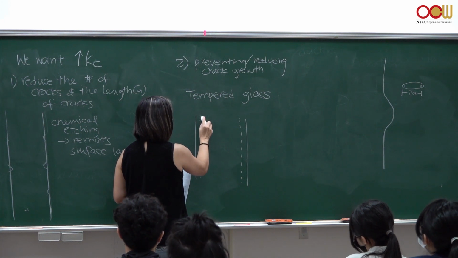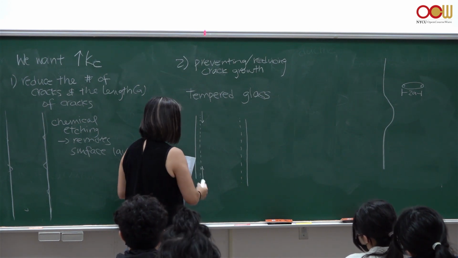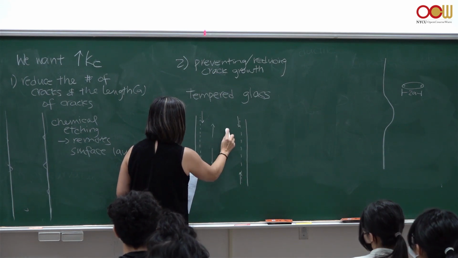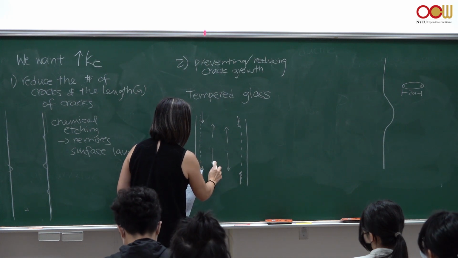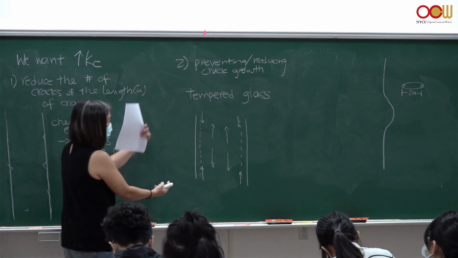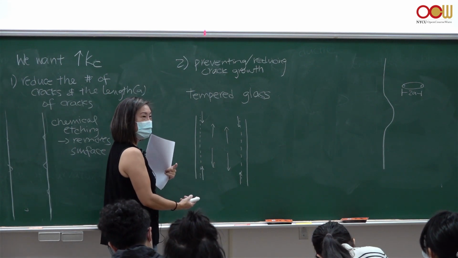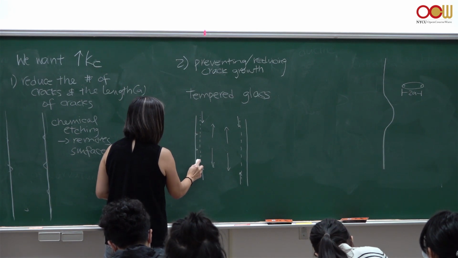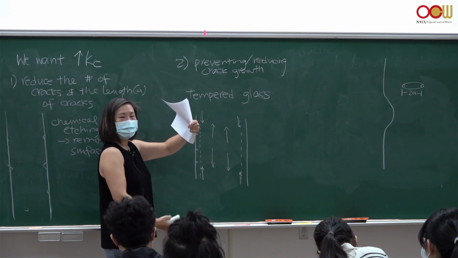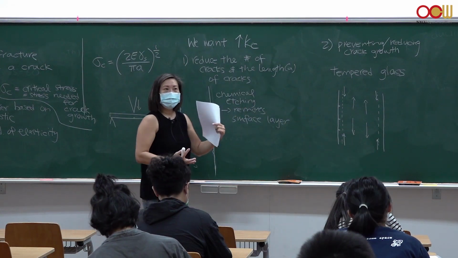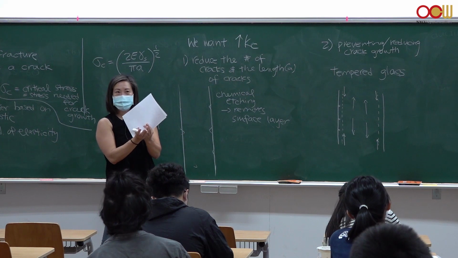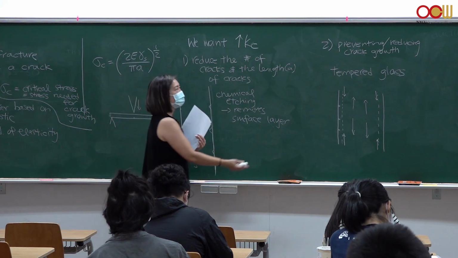So the inside is pulling the outer layer in, and the outer layer is pulling the inside out, right? So they're what I call internal stresses. There are stresses between the outer layer and the inner part of the glass. Pulling the outer layer in is going to cause the cracks to close or prevent the cracks from opening. Okay? So you're putting stresses within the material that will make it more difficult for the cracks to open up. And that's how you make tempered glass.